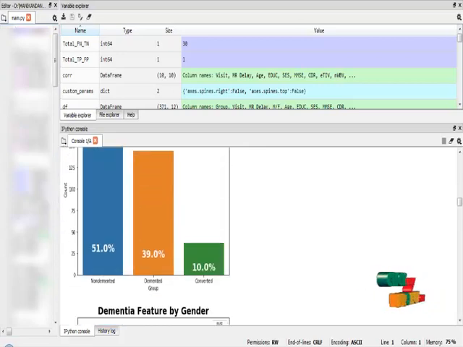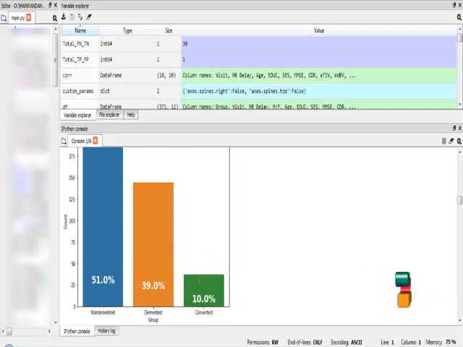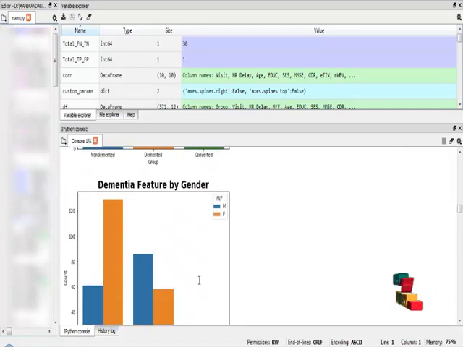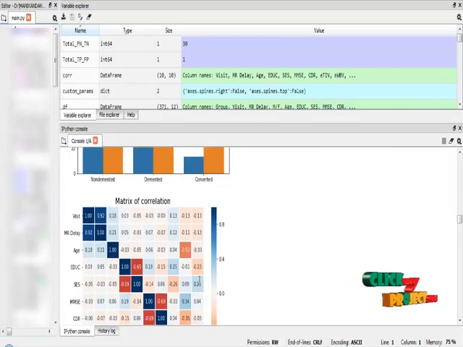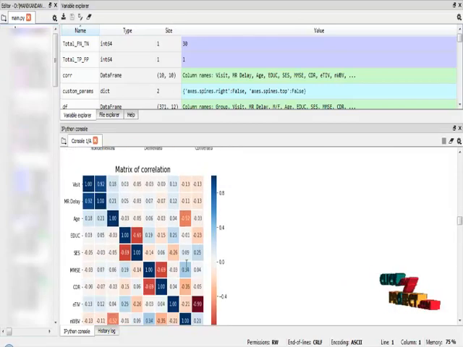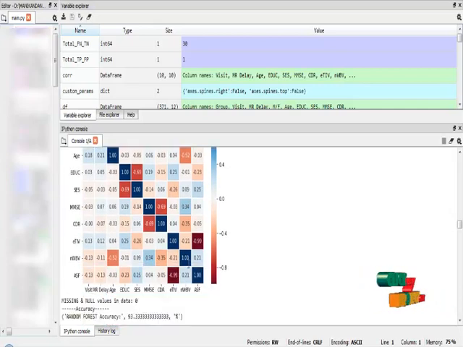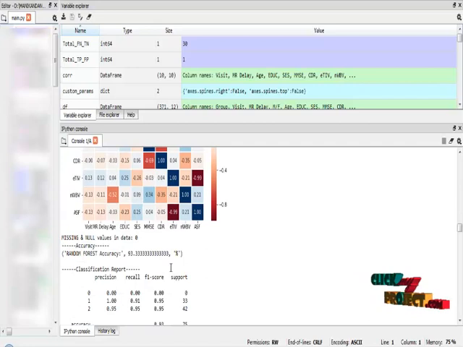After that I plot the number of non-demented, demented group, and converted. These are all the classes of our prediction method. So I plot the number of data in our dataset. This is the count plot between the non-demented, demented group, and converted. After that I plot the dementia based on gender. This is the overall correlation diagram of the dataset. Correlation means the relationship between the columns. After that I check the missing values again, and now it shows the missing value is 0.